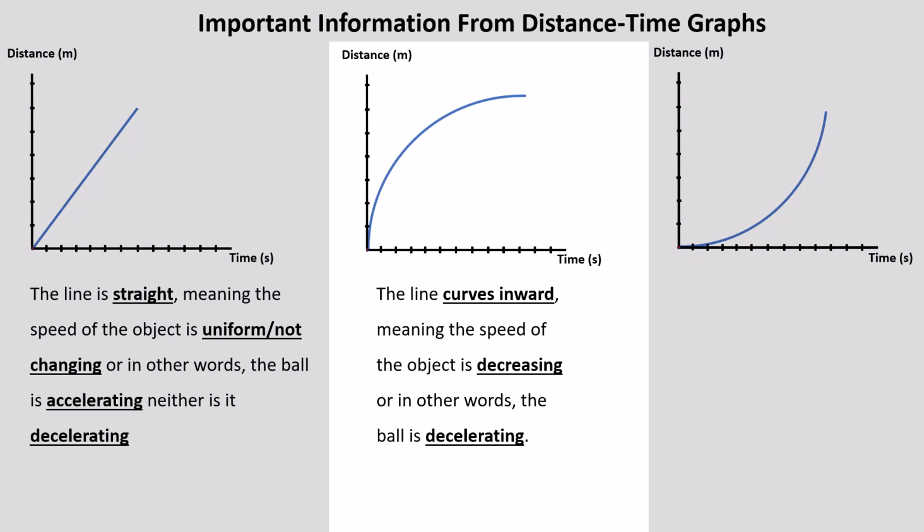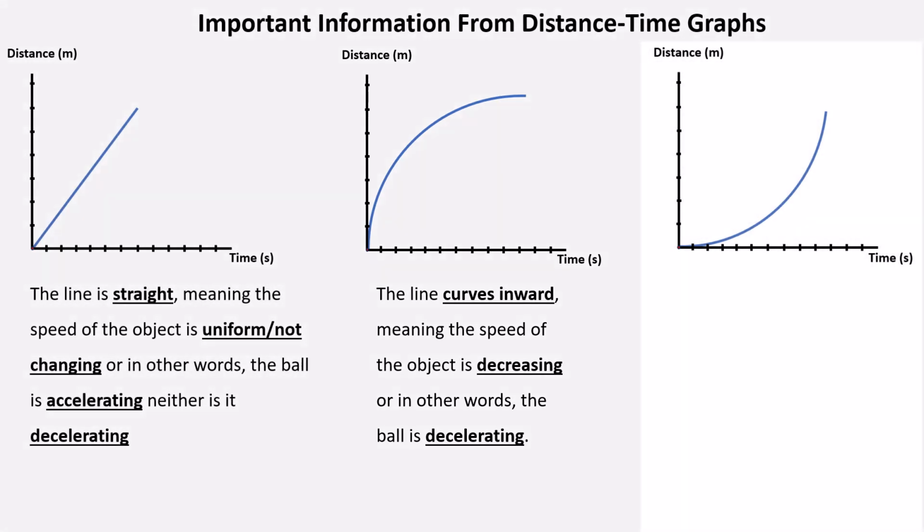This motion occurs in situations like a rolling ball, slowing down due to friction, or a vehicle coming to a stop after applying brakes. The curvature signifies that as time progresses, the object moves increasingly slower until it eventually stops.